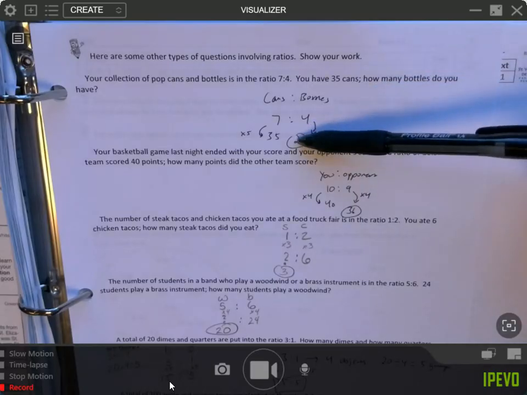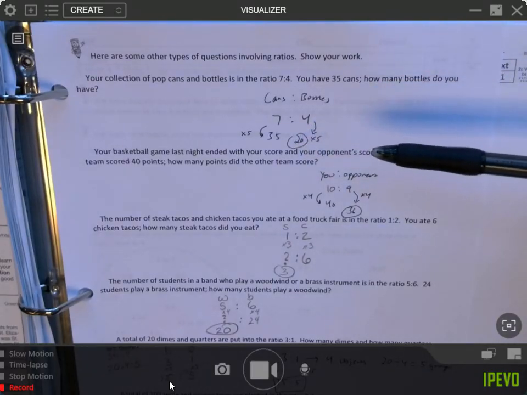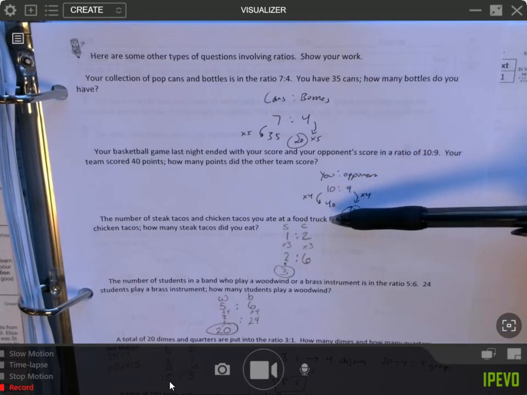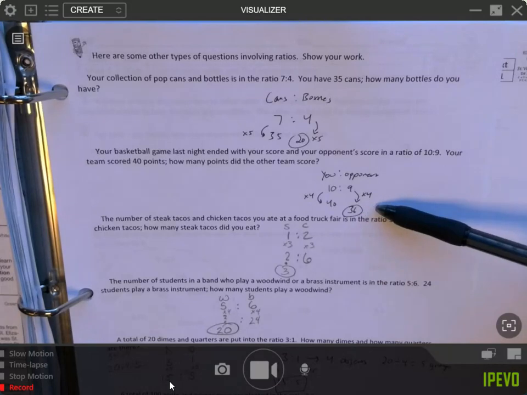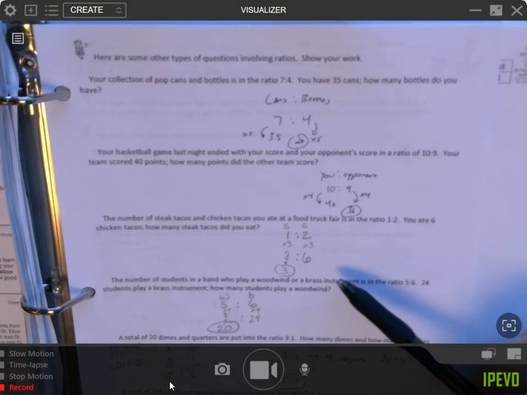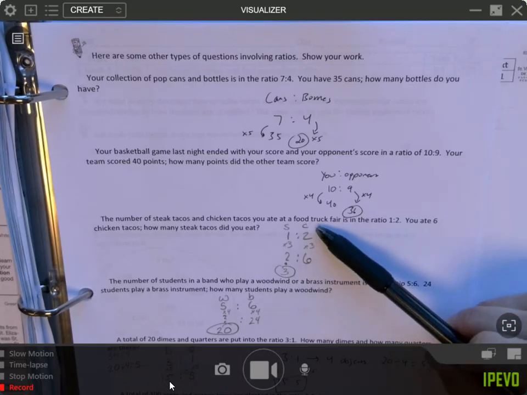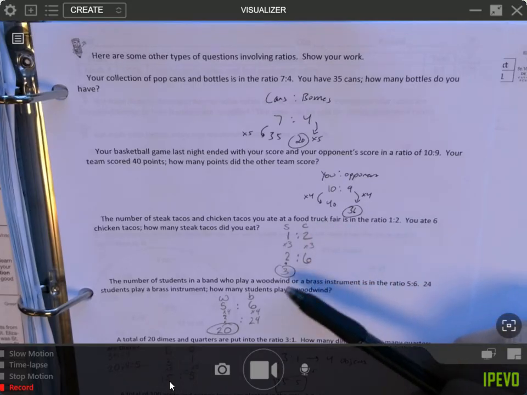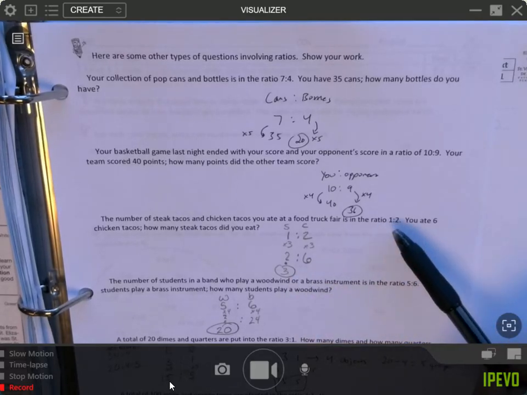So there would be 20 bottles. The next one with the scores: if we scored 40 points, our opponent scored 36. Then we have steak tacos to chicken tacos. You ate 6 chicken tacos, so that means you had 3 steak tacos because it's a 1-to-2 ratio.